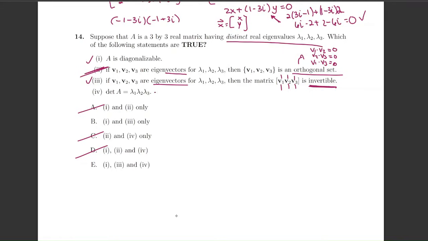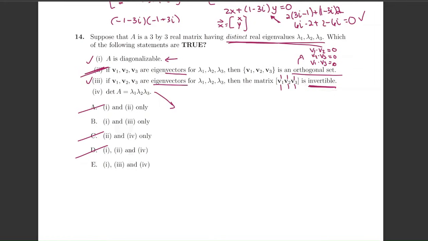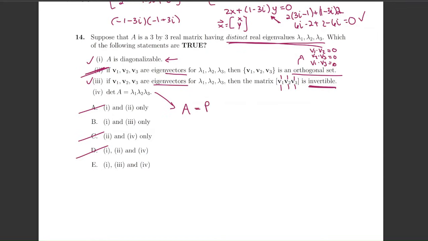So is the determinant equal to this? We already know that A is diagonalizable, right? Because we said that this is true, and we argued that just because there are distinct eigenvalues. So if we have the determinant of A equals this, we know that A, because it's diagonalizable, can be written as P times D times P inverse, right? Where D is a diagonal matrix composed of your eigenvalues: lambda 1, lambda 2, lambda 3, and 0s elsewhere. And then P is composed of the corresponding eigenvectors. So P is equal to this, right?